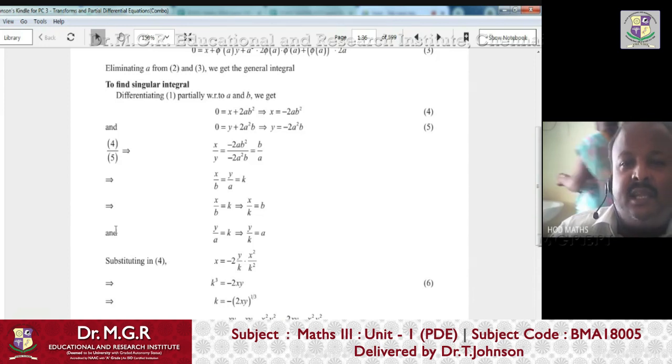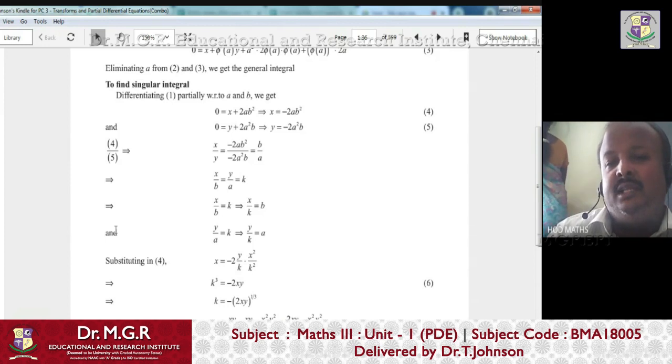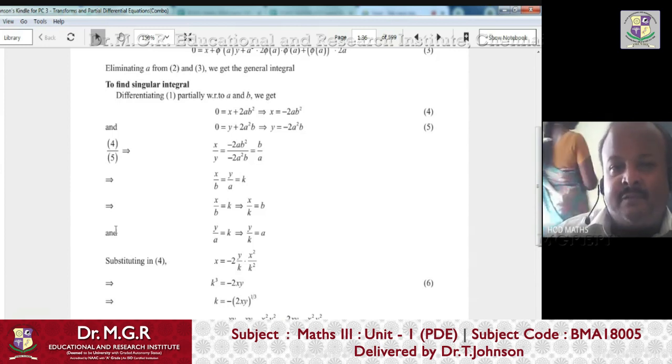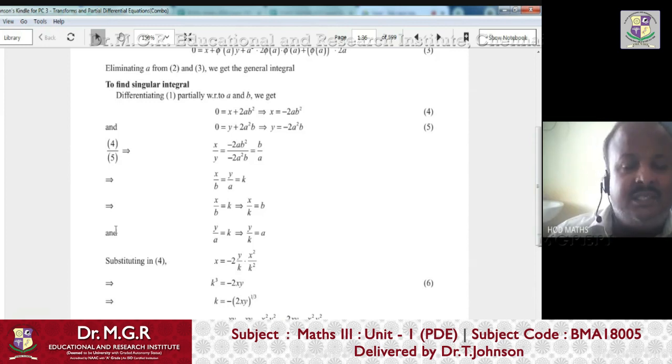So if it is there, then we call that solution the singular solution, right? If a solution has arbitrary constants, then we call it a complete solution. If a solution has arbitrary functions like phi of a or phi dash of a, then we call it a general solution. But if you are able to eliminate both arbitrary constants and arbitrary functions in the complete solution or in the general solution, and find a solution without arbitrary constants or arbitrary functions, then that solution is called the singular solution, right?